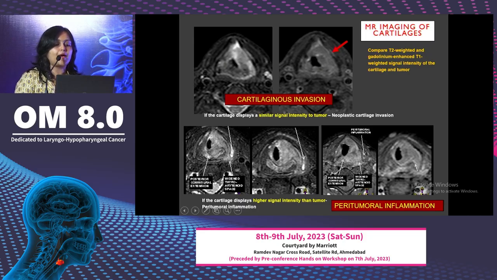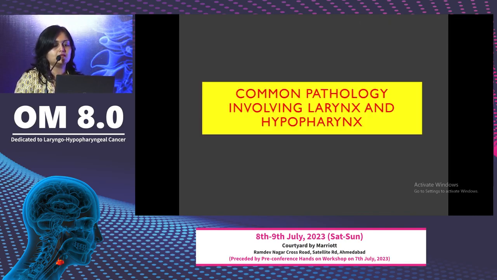While what is peritumoral inflammation? If the cartilage shows hypersignal intensity which is more prominent than the tumoral signal, and the enhancement is also more prominent than the rest of the laryngeal tumor, that is peritumoral inflammation. So in such cases of bulky disease, when the cartilage is not ossified or when the disease is not showing frank erosion or lysis of the lamina, MRI is helpful.